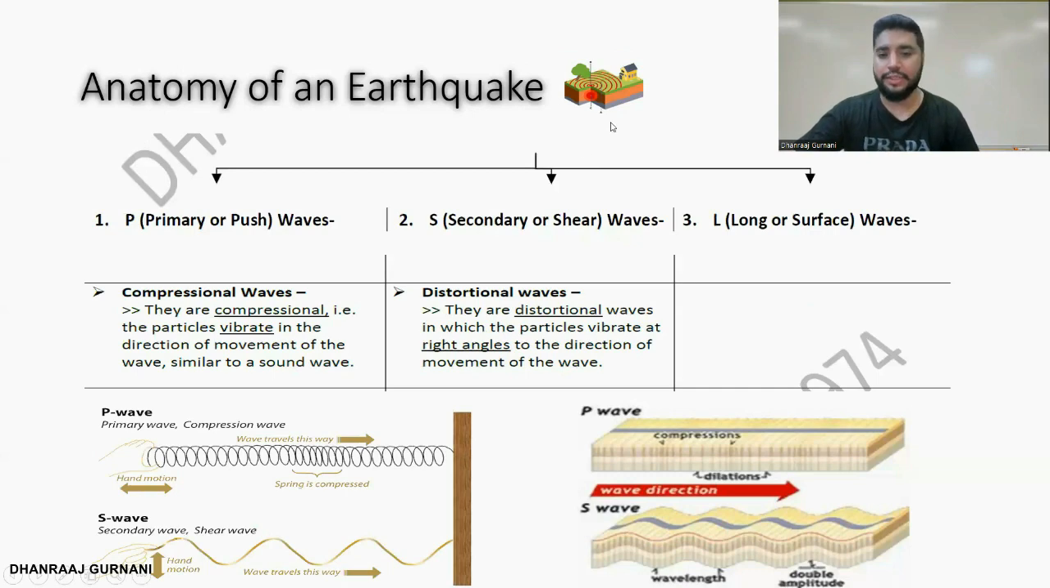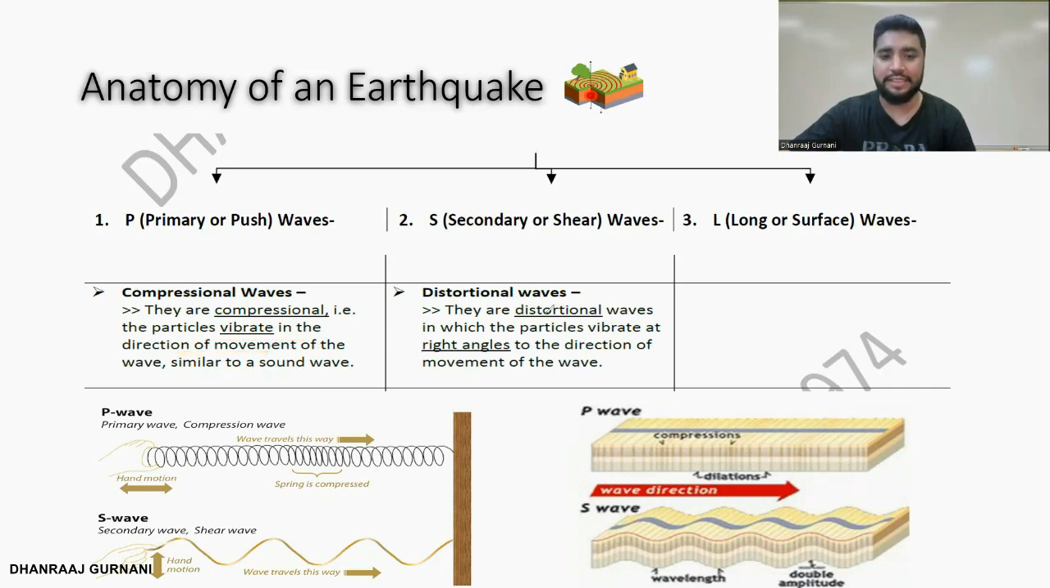Moving to the next point, how these waves travel. P waves, let's see how P waves travel. These are compressional waves, that is, the particles vibrate in the direction of the movement of the wave, similar to a sound wave. Here you have an image. These travel similar to a sound wave, just like the spring is compressed. Once again revising, the particles vibrate in the direction of the movement.